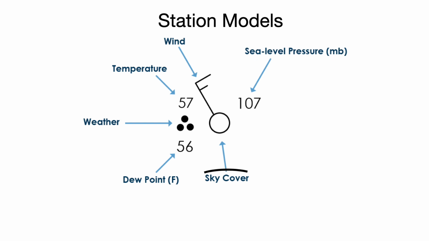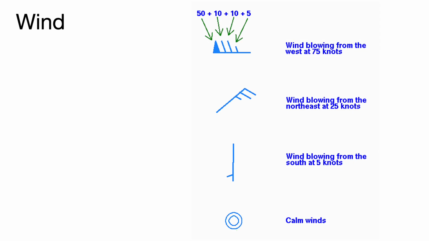The last thing is sky cover, which is the circle that is shown in the middle, and it is the center of the station model. Decoding how cloudy it is very easy for students to do, and we will again have more information on that in a little bit. Coming here, we will see how we decode wind.